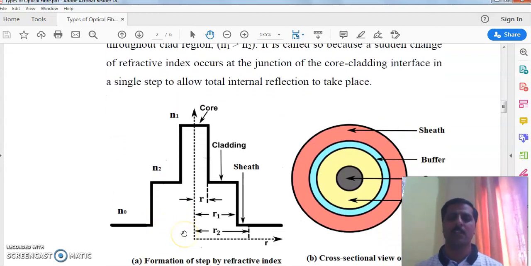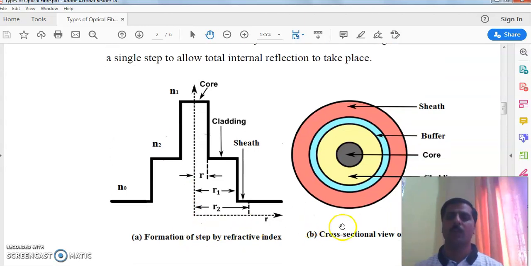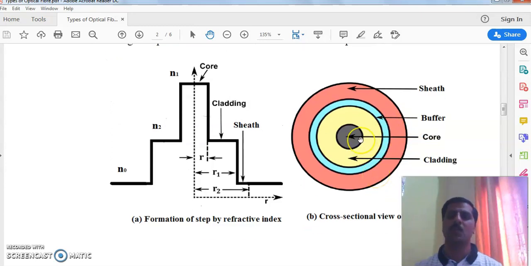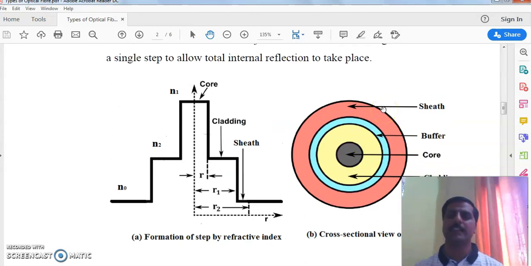Here we have a cross-sectional view of the optical fiber, in which the central region is the core, having larger refractive index N1, then the second region is the cladding, having refractive index N2, that is less in comparison with the core. Then there is a buffer. Buffer is a region which holds these two together, and third is the sheath, which protects these two regions, and that is the formation of the step by the refractive index.